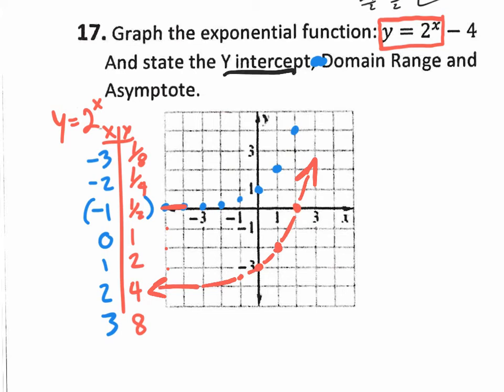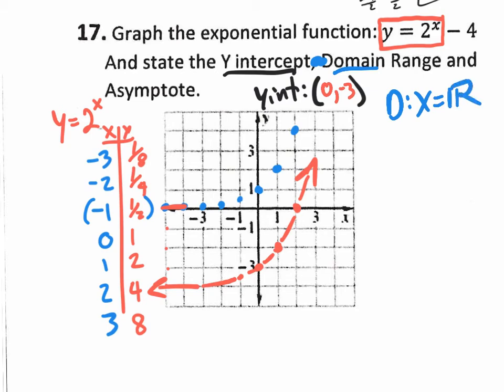State the y-intercept. Well, where does it cross the y-axis? In this case, it crosses the y right here at 0, negative 3. 0, negative 3. What else? They want the domain and range. The domain, that's x equals what? Everybody should know x equals all real numbers.